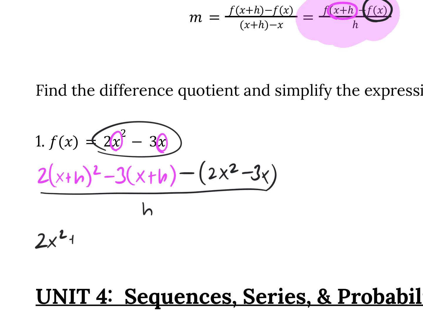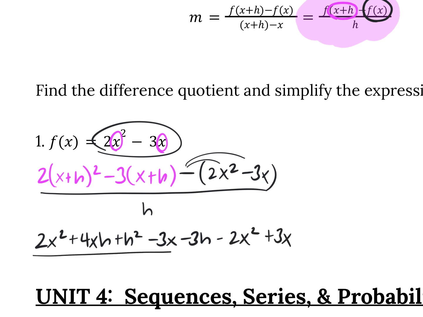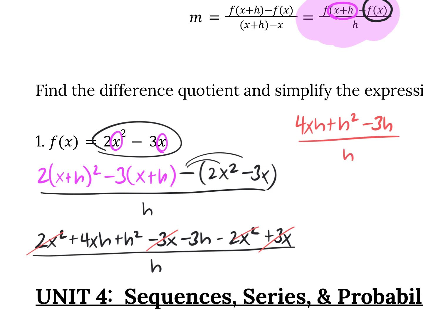I get 2x squared plus 4xh plus h squared minus 3x minus 3h. And then distribute that negative: minus 2x squared plus 3x. And all that is divided by h. So now you should see some things that can cancel, like my 2x squareds can go away, my negative 3x's can go away. And now I'm just left with 4xh plus h squared minus 3h all divided by h.